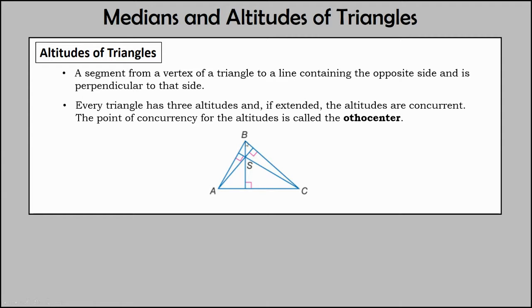So I connect vertex B to side AC, which is opposite, on a 90. That's an altitude. I connect A to BC on a 90. This one is an altitude. And I connect C to its opposite side on a 90. That's an altitude. So that's an altitude. It connects a vertex to the opposite side on a 90.